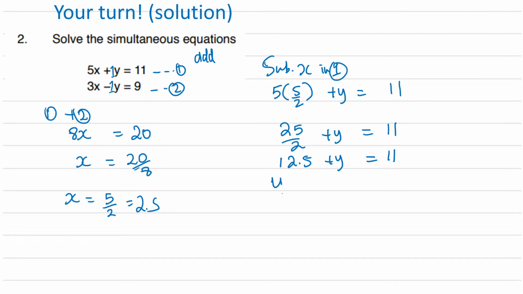So therefore y is going to be equal to 11 take away 12.5, which means y is going to be equal to negative 1.5. Okay, so hopefully you've got this answer, guys. If not, please just write it down. I'm going to give you a minute just to copy that.